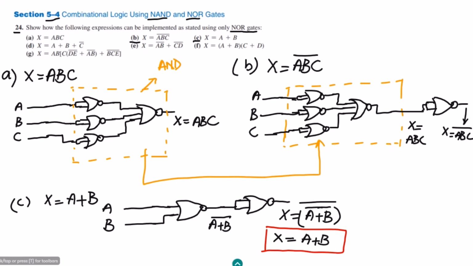So we have solved 3 parts of this question, and I hope these are understandable, and in our next part we will try to solve D, E, F and G.